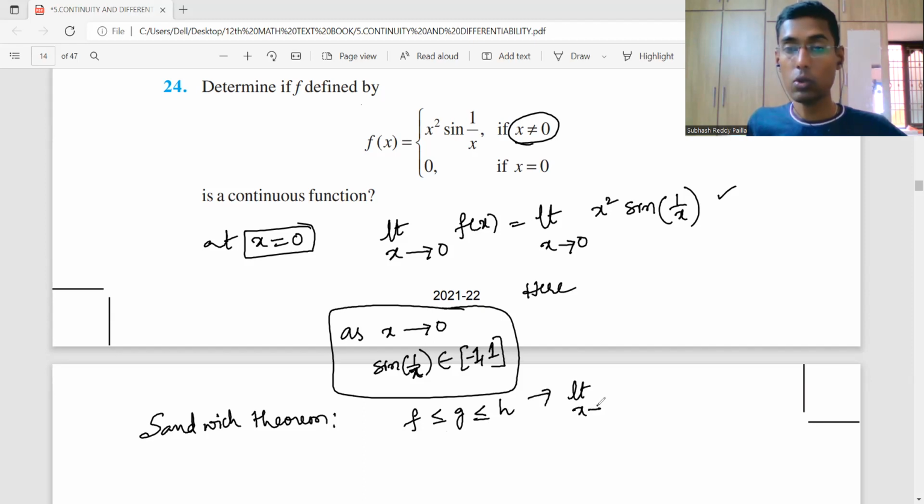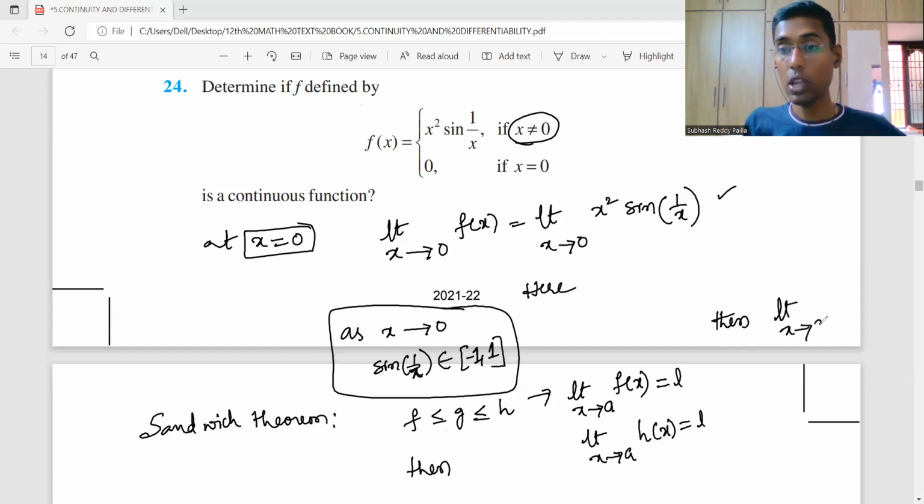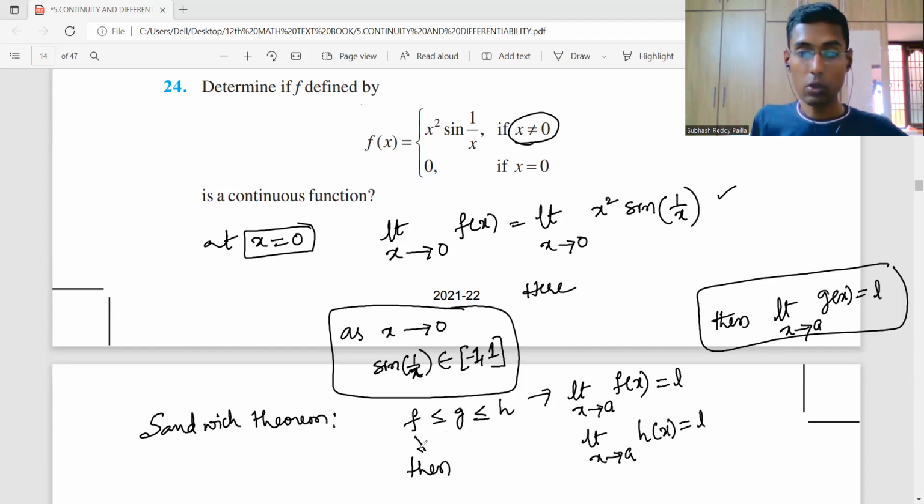Now, limit x tends to a of f of x is L, and limit x tends to a of h of x is also L. Then automatically, limit x tends to a of g of x is also L. Understand? As x is tending to a, this is tending to L, this is also tending to L, then the one in between also tends to L. That's what you need to understand. That's what the sandwich theorem is. Is that okay?